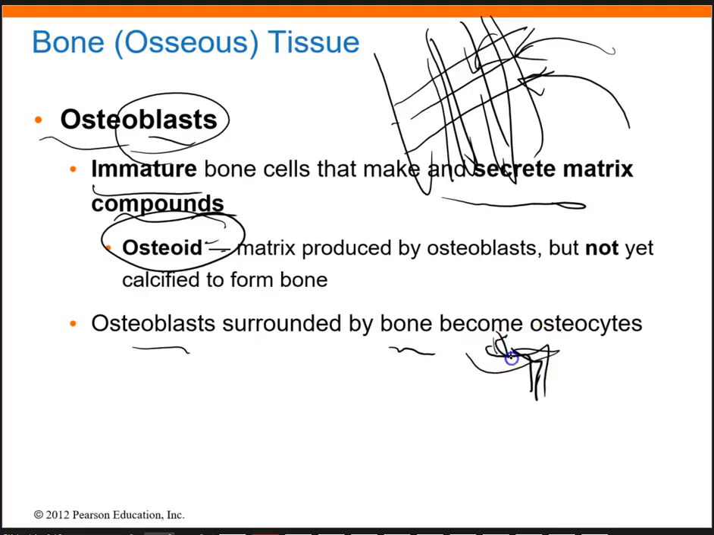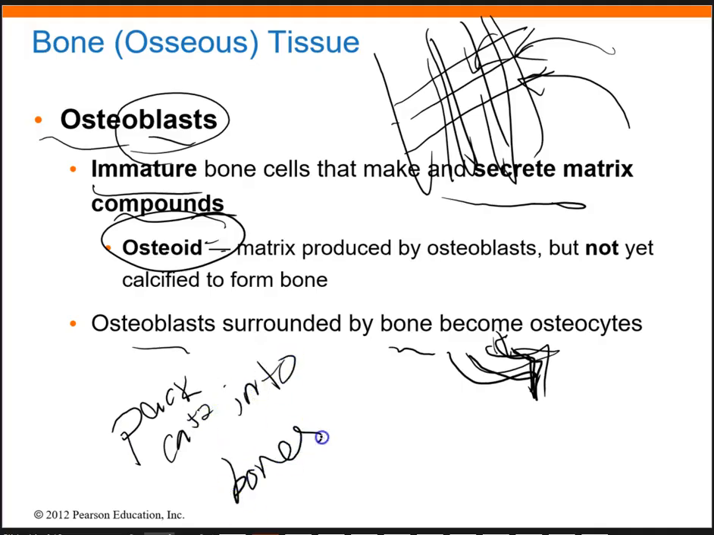Since the osteoblasts build the bone, they're the ones responsible for packing calcium into the bones. So when we have too much calcium in the blood, it's the osteoblasts that are going to start working really heavily to get that calcium out of the blood and into the bone tissue.